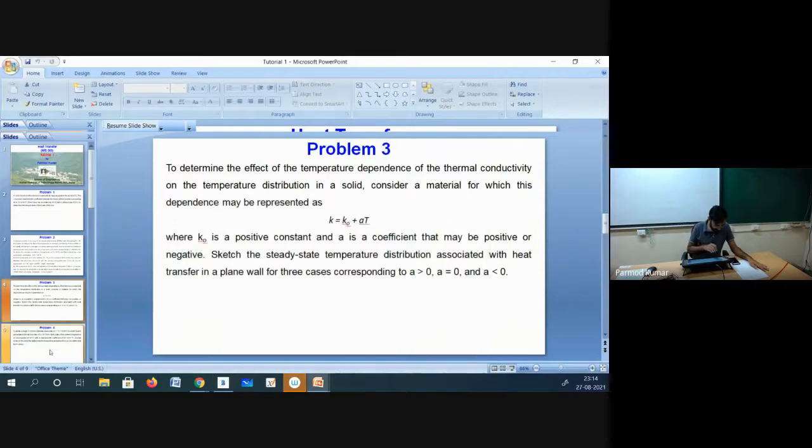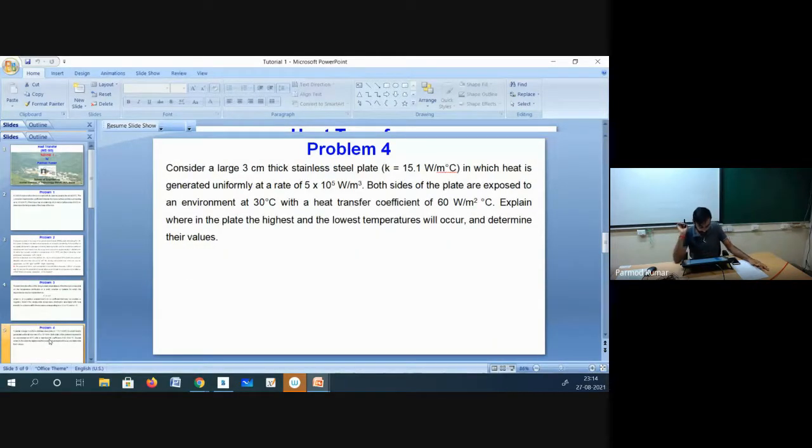Now let me take up our next problem. So this problem is, consider a large 3 centimeter thick stainless steel plate. So we have a 3 centimeter thickness stainless steel plate.